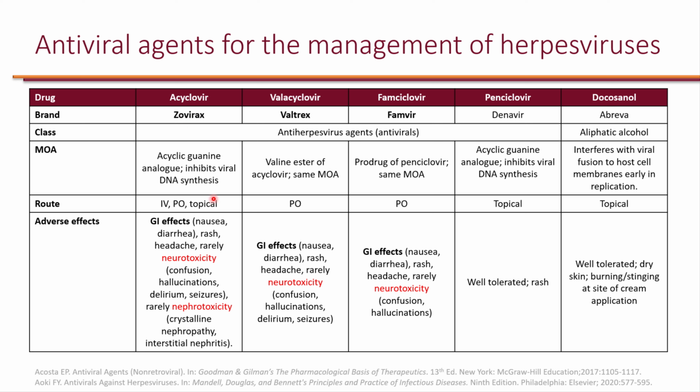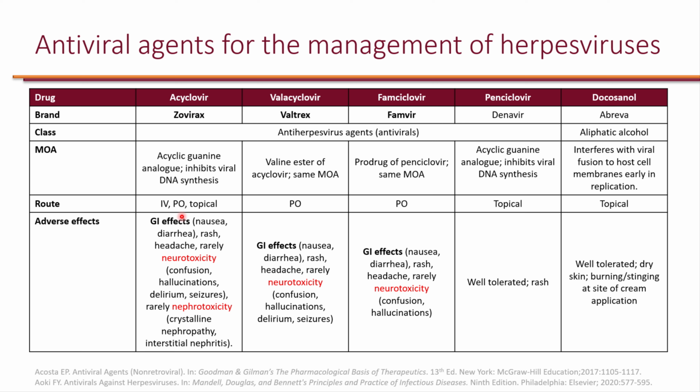So acyclovir, these are essentially analogs of nucleosides. Acyclovir is an acyclic guanine analog. And because it looks like guanine, it essentially inhibits viral DNA synthesis. Herpes viruses are DNA viruses. And acyclovir is available as IV, as PO, and as topical. It's important that this is pretty much the IV drug to go to in case of severe infections. But in general, oral options are the mainstay of treatment.